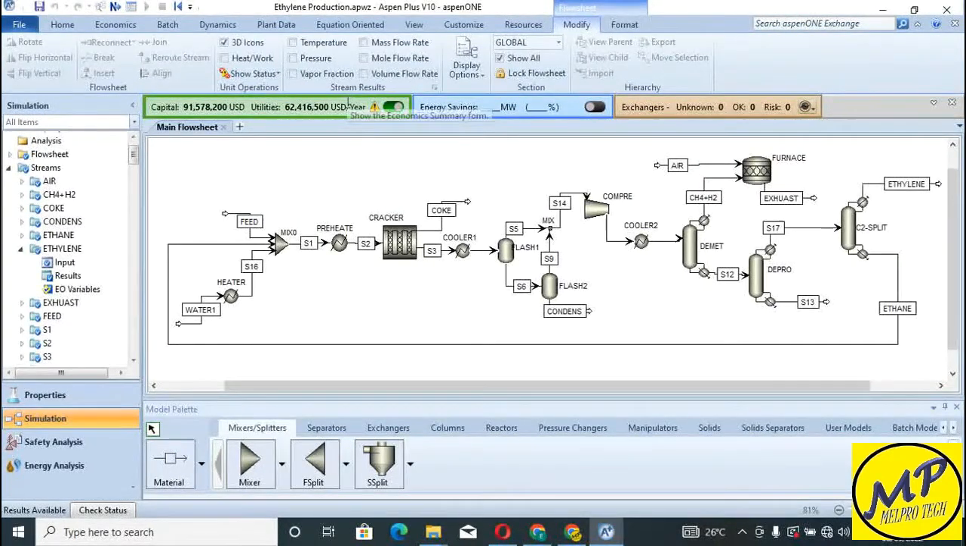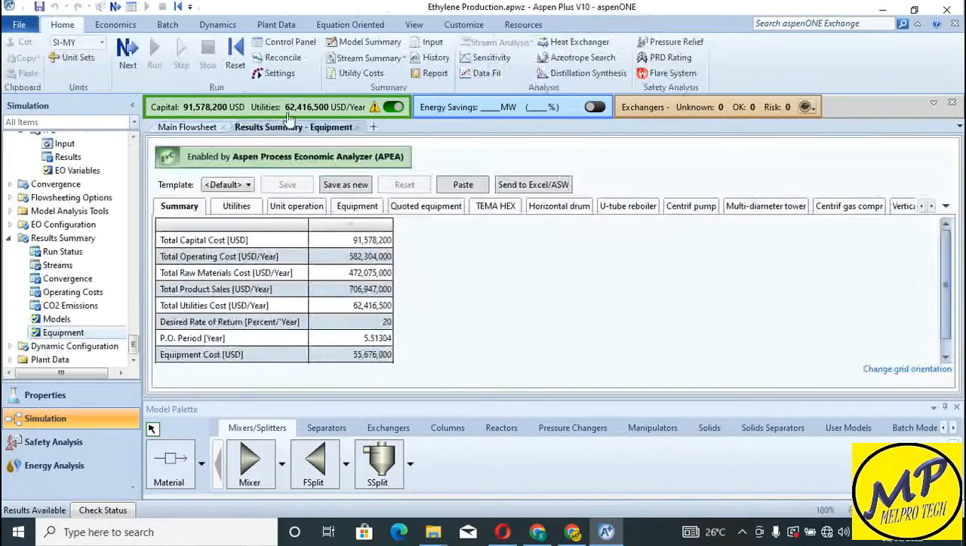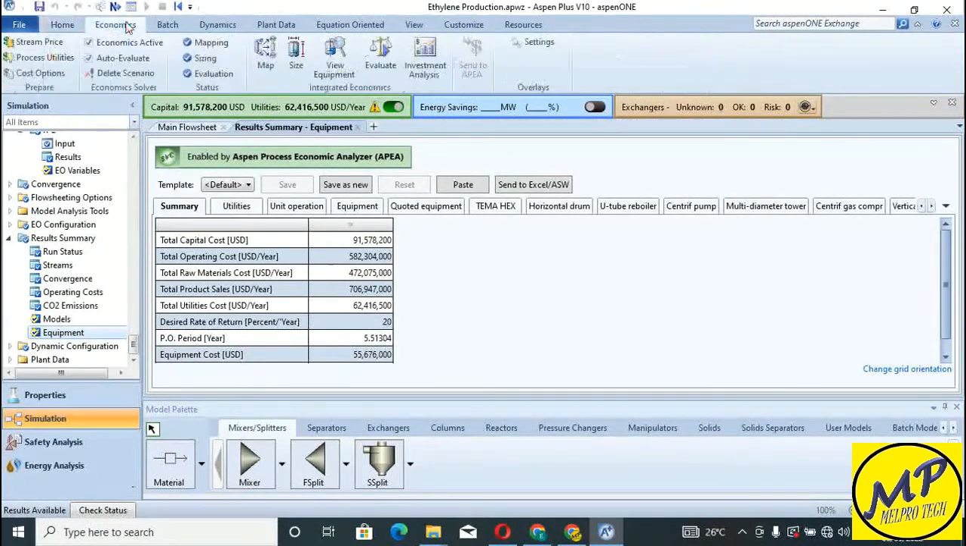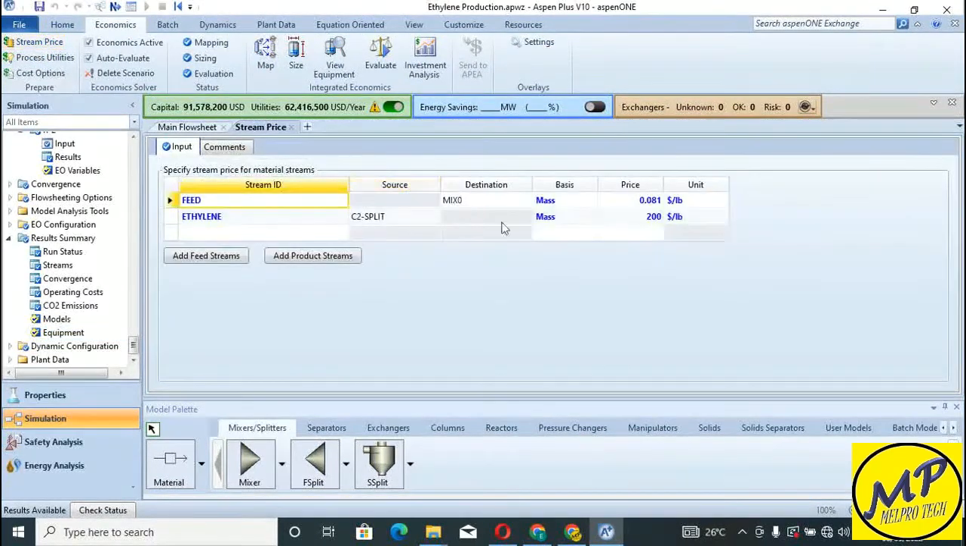For the economic analysis, we have this. Now what happened is that we now have a payback period of 5.51 years. That is because when you go to the stream price, I increase the price of ethylene to $200 per pound. So the higher the value, the shorter the payback period. But if you reduce it, the value becomes longer till it eventually gets to zero. So that is it. You can also be varying this, you get the result.